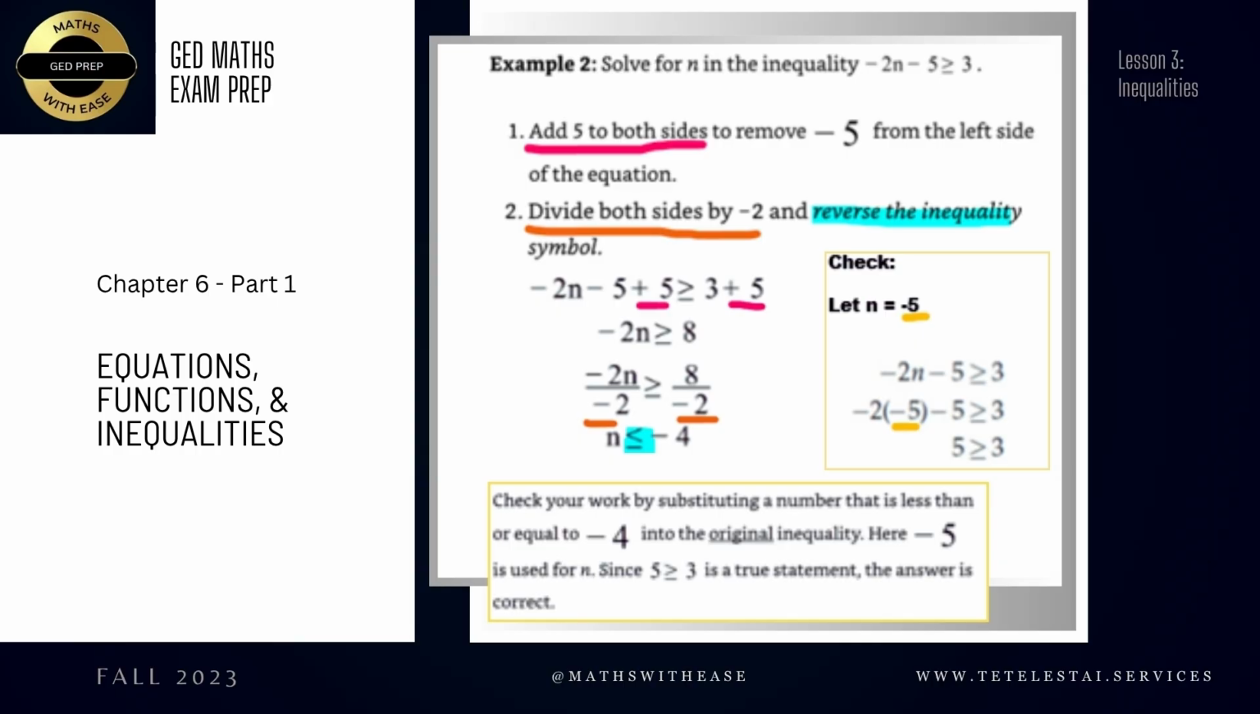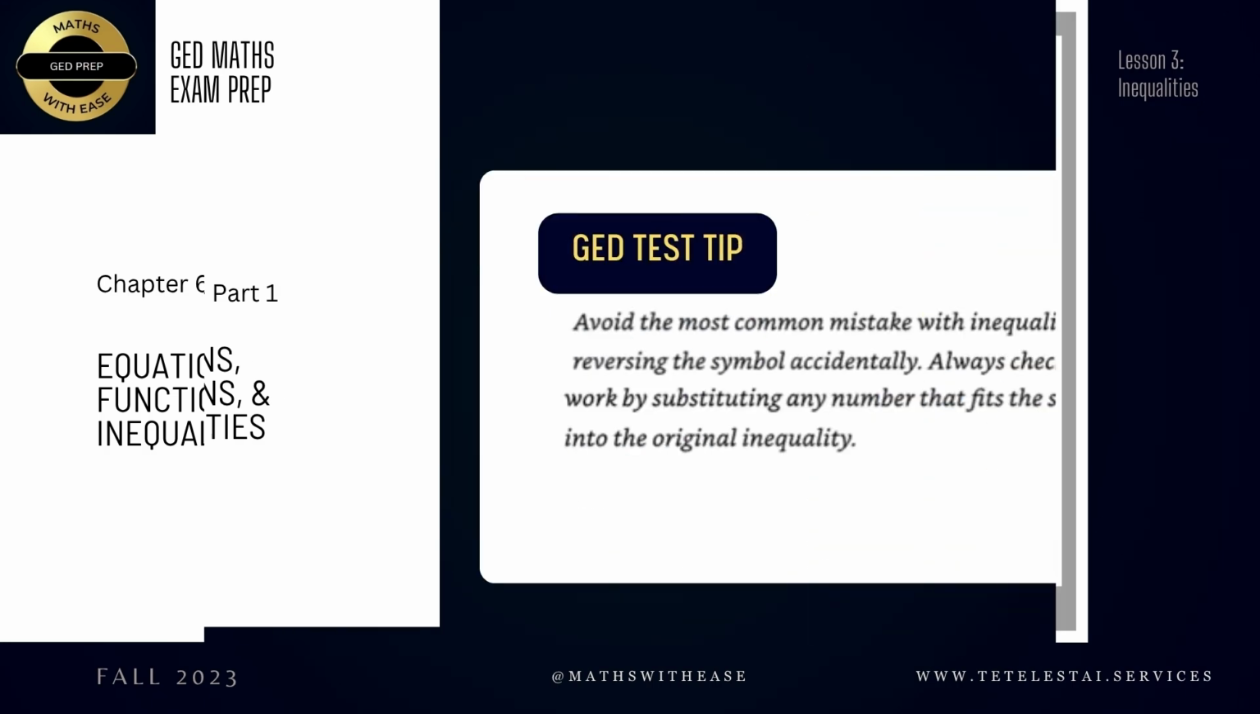And you can check your answer. Let's say that n is -5. -5 is less than -4. So we plug -5 into our original inequality. -2 times -5 is 10. 10 minus 5 is 5, and 5 is indeed greater than 3. We can try another number. Let's try -10. We know that -10 is less than -4. So -2 times -10 is 20. 20 minus 5 is 15, and 15 is indeed greater than 3.